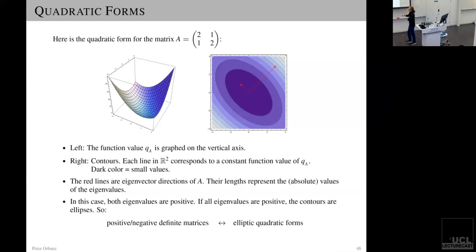Here in this case, dark colors are small values, right? So here is the minimum, somewhere down here. And then there's a contour line here, and there's a contour line here, and so on and so forth. And the red lines here represent the absolute values of the eigenvectors. You can see that in the direction where the eigenvalue is large, the contour lines are closer together, so the function grows more rapidly in this direction. So large eigenvalue, large gradient. In this direction, it's smaller, so it grows less quickly.